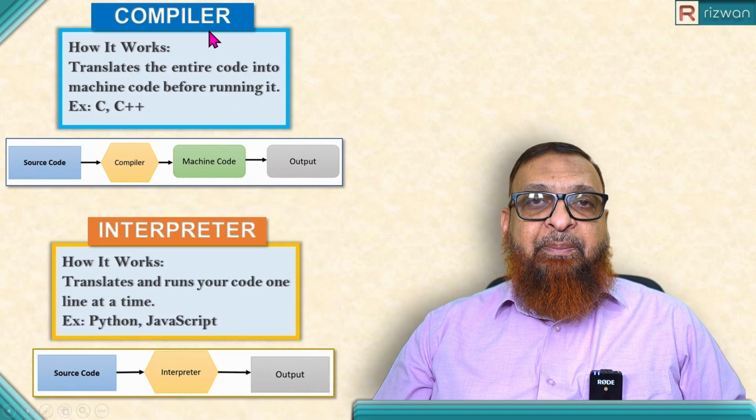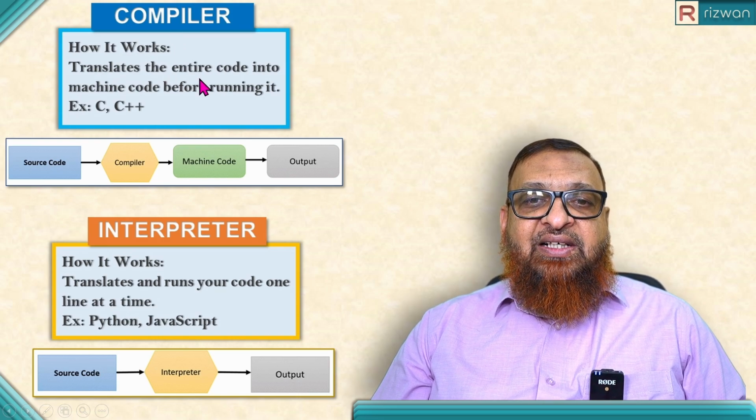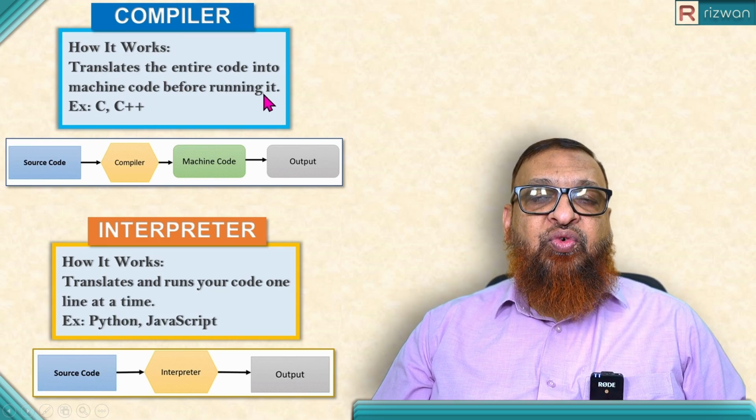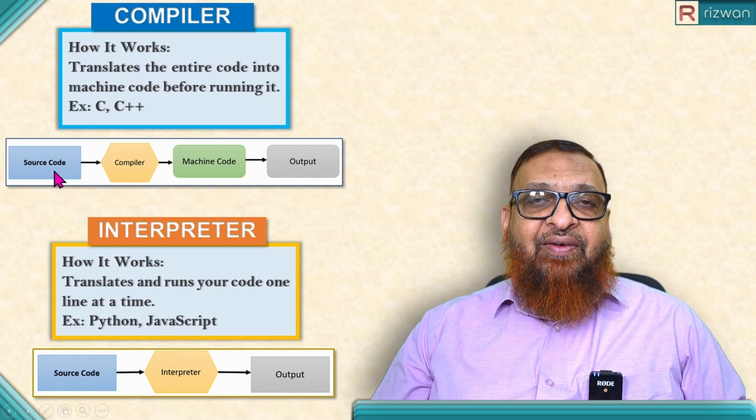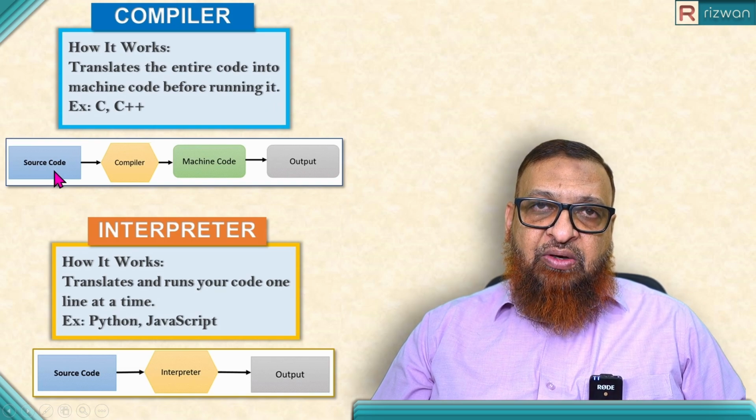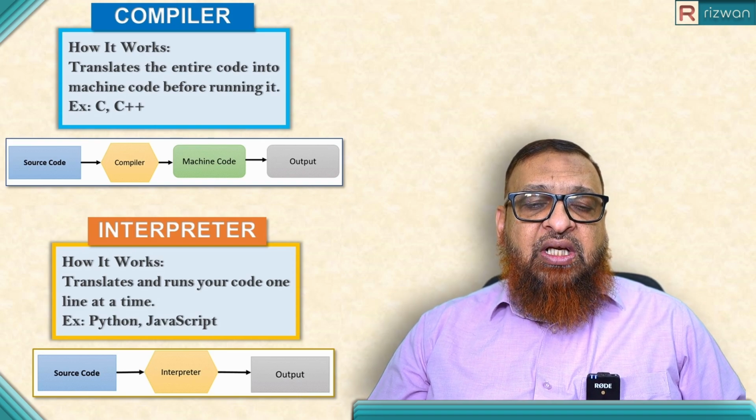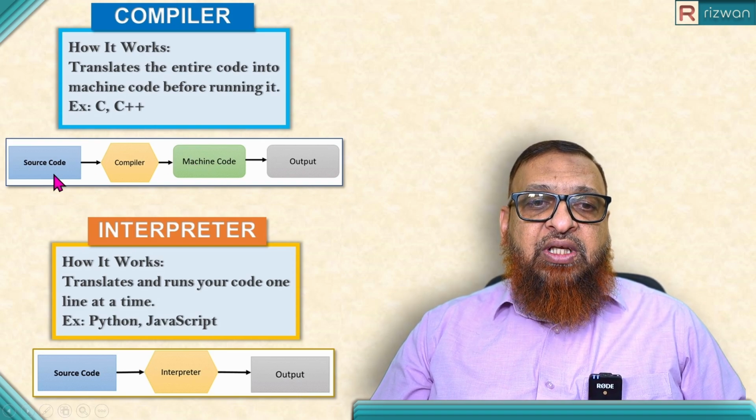Next, we are going to see compiler and interpreter. So what is a compiler? It translates the entire code into machine code before running it. Say for example, we have a source code, nothing but a high level language program we have written, that is nothing but the area of circle we have written. So that needs to be converted to what? Machine code. The source code has to be converted to machine code.